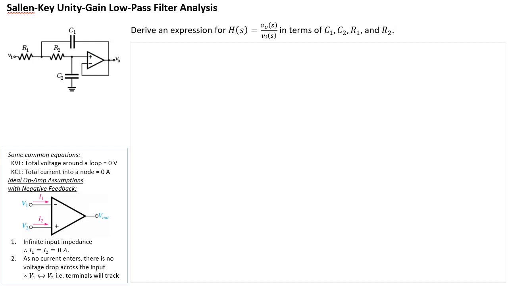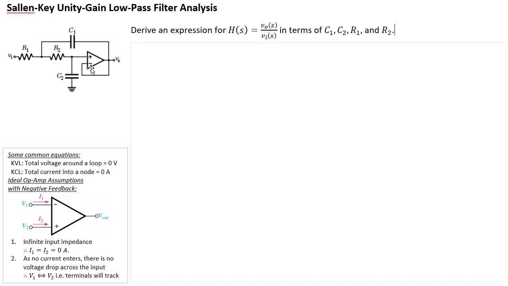Hi everyone, welcome back. In this video, I'm going to show you an analysis of a Sallen-Key unity-gain low-pass filter, as you can see here on the left. The Sallen-Key configuration has two resistors, R1 and R2, and two capacitors, C1 and C2. And of course, it has an op-amp.